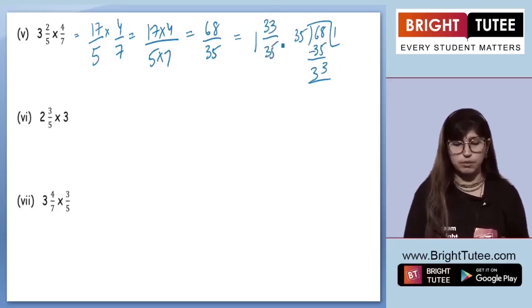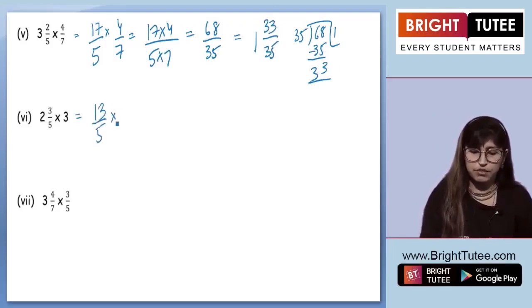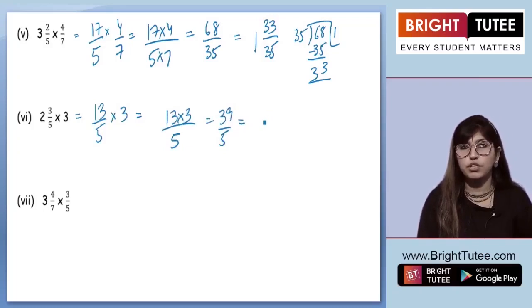Let's move on to the sixth part now. 13 by 5 times 3. So we'll be getting 13 times 3 by 5, which is 39 by 5. So what do we get? How can we convert it to a mixed fraction? So we'll be getting 7 4 by 5.